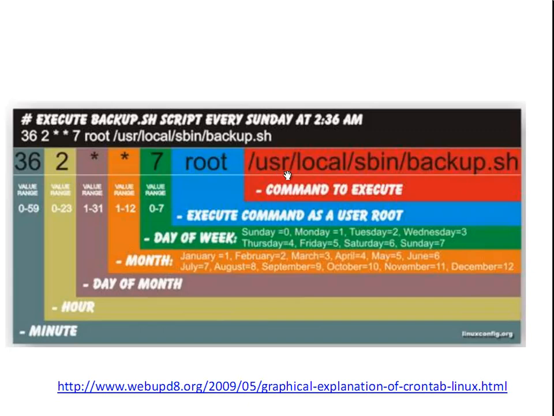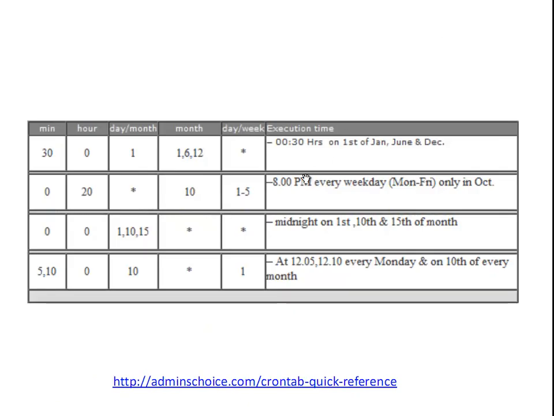And finally, we have the actual command to execute. And so if we want to interpret this entire line, what this is saying is execute the backup.sh script every Sunday at 2:36 a.m. And so while it might look complex at first, this is actually quite easy to understand if you just parse the individual columns one at a time. So let's take a look at a few examples before we actually create some of the cron jobs.